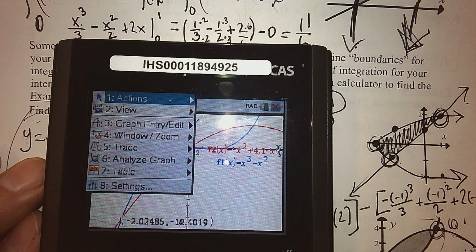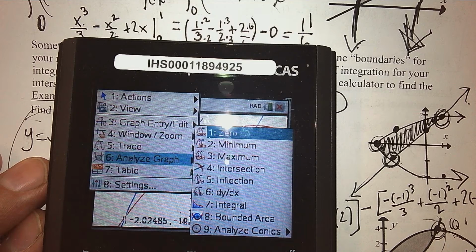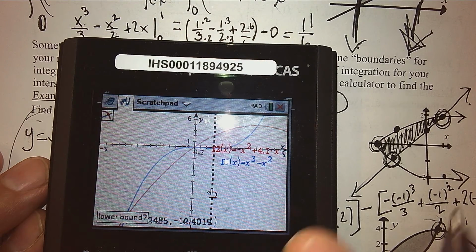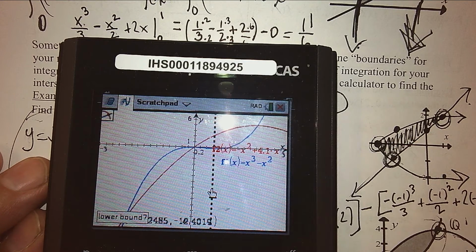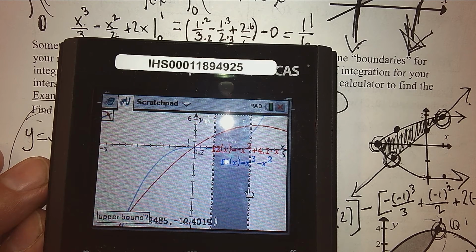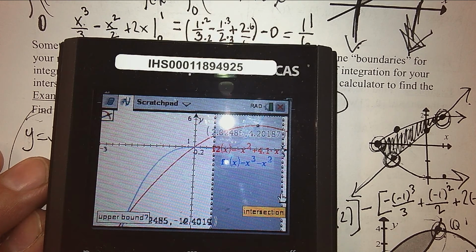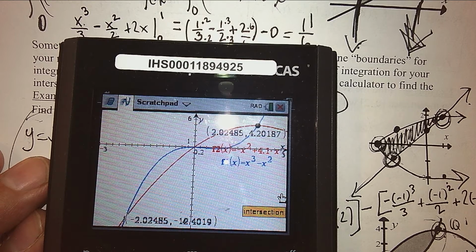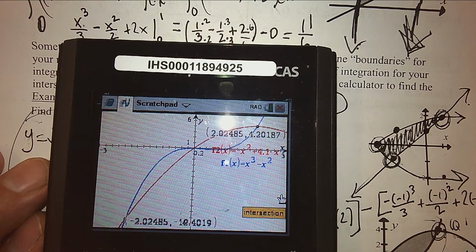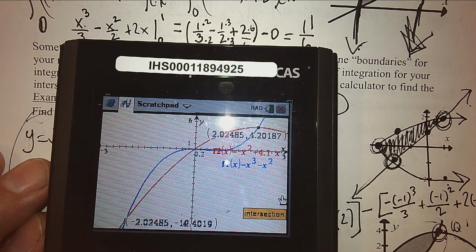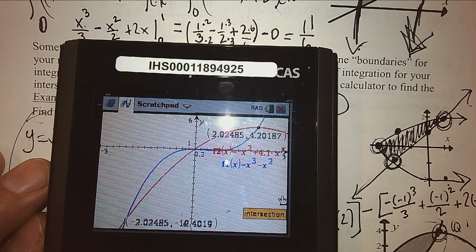Then I'm going to do it again. I'm going to go Menu, Analyze Graph, Intersection again, which is 4. Again, I want that upper intersection. So to the left, press Enter. Move it to the right of it, way right, make sure it covers it. Enter, and then what's that second point of intersection? What's the x value you see there? That's positive 2.02485. All right, so now we have our values.